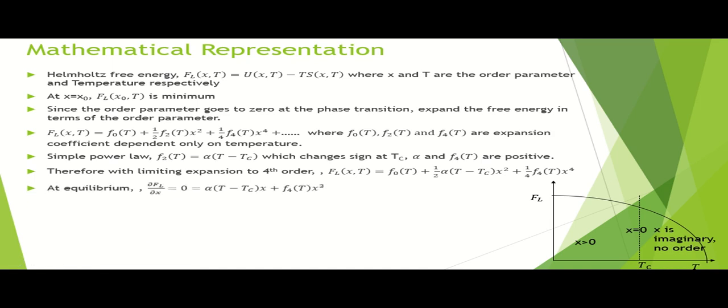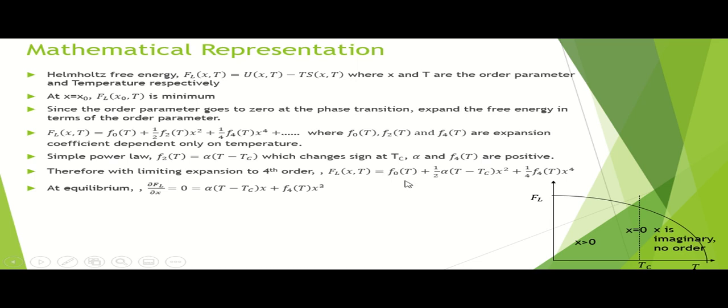So let's look at what will happen at equilibrium. At equilibrium, the free energy FL, the Helmholtz free energy, will not change as a function of x, the order parameter. So the derivative of FL with respect to x will therefore be 0. If there is no change in FL with respect to x, the derivative will be 0. So if you substitute that in here and take the derivative with respect to x, we say that it is 0.